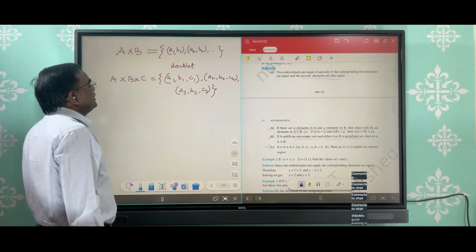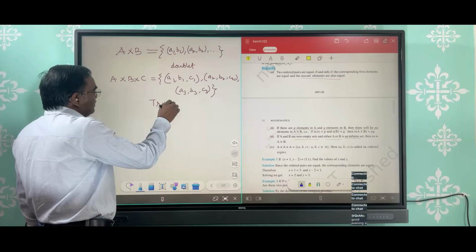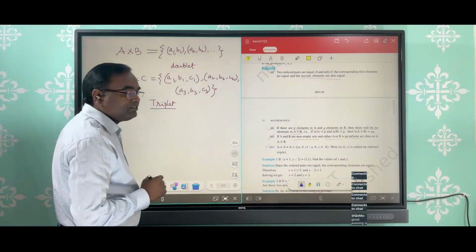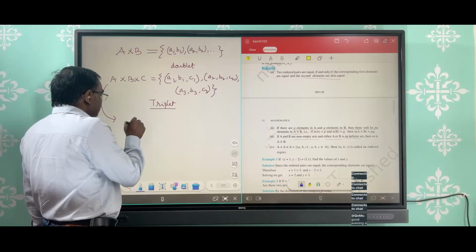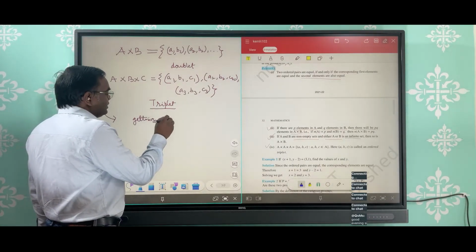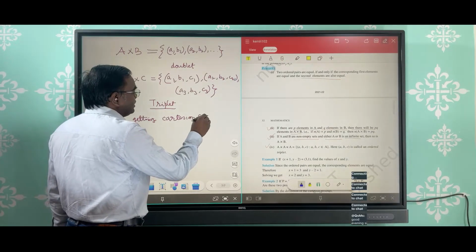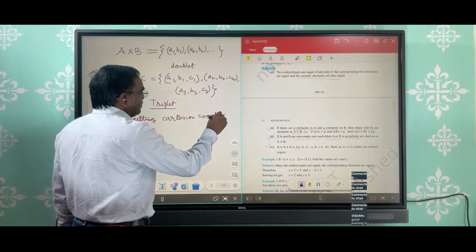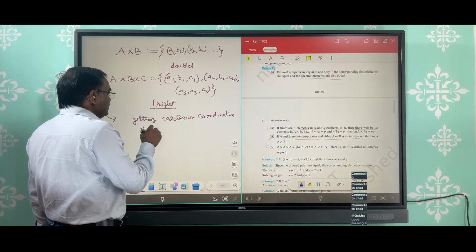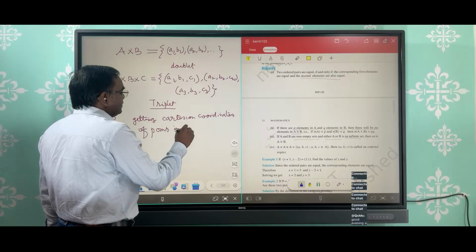Okay, so this is called triplet, and this result can be utilized for getting the Cartesian coordinates of points in 3D.